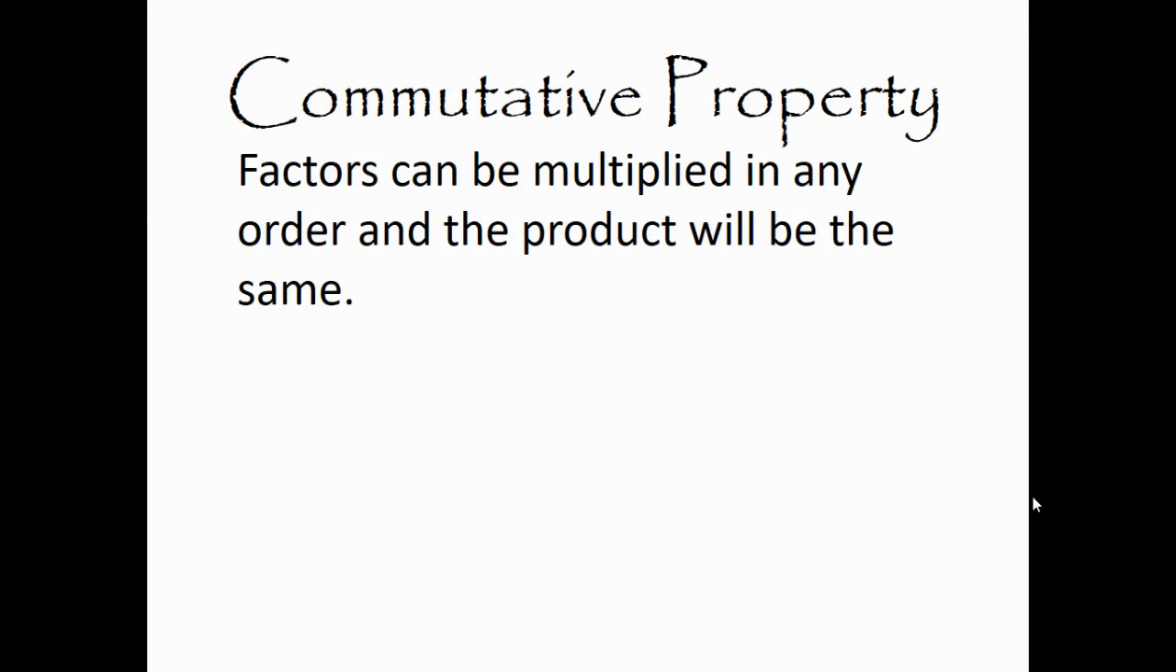The word commutative has the word commute in it. If you commute, it means that you travel. Some people have a long commute to get to work each day, and that means that they have to travel far from their house to get to work. So when you think about the commutative property, think about moving.